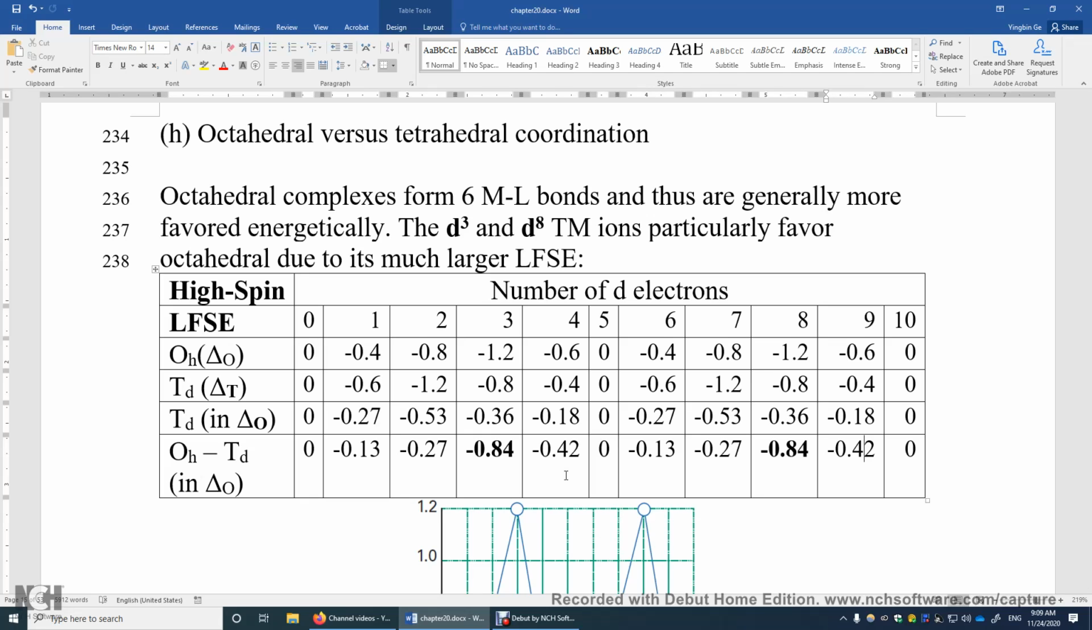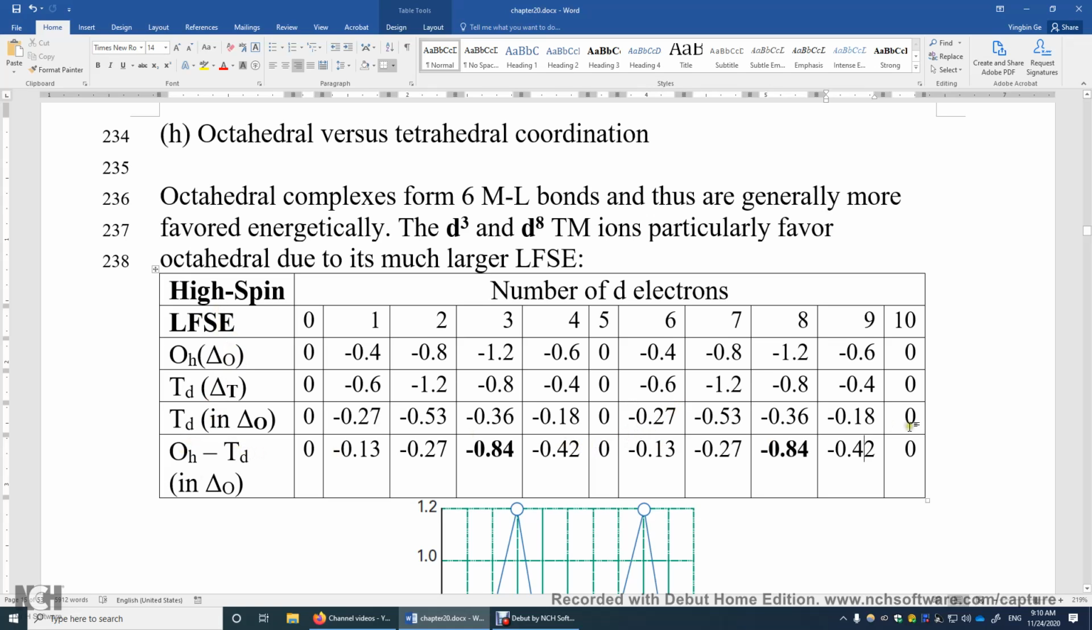So if you multiply 0.42 times 20,000 wave numbers, it's still 8,000 wave numbers. That's, I think, roughly 1 electron volt. So 1 electron volt is about 96 kilojoule per mole. So it's still a significant difference between the LFSE in the octahedral structure and the LFSE in the tetrahedral structure.